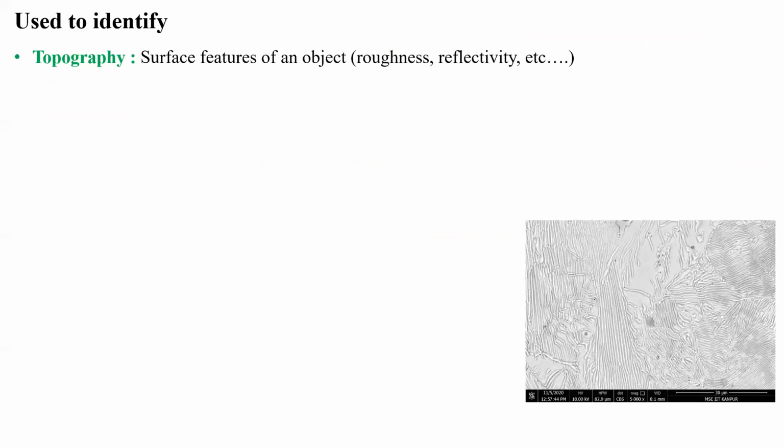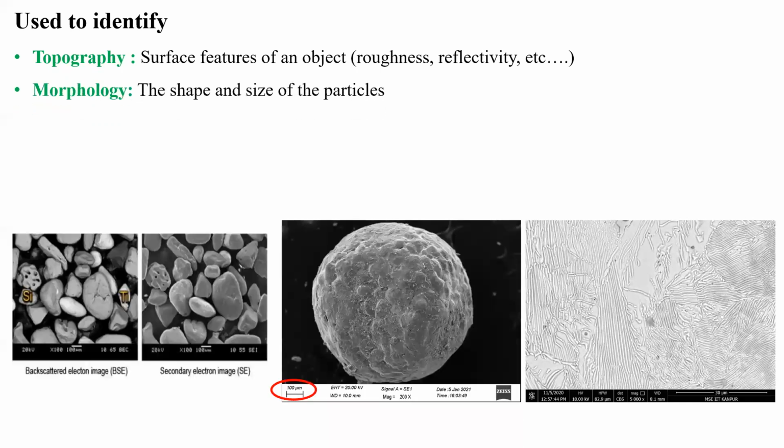If you see the uses of scanning electron microscopy, we can see topography, where we can see surface features of an object, specifically roughness and reflectivity. By seeing the structure of that specimen, one can tell the roughness of that specimen, and also reflection. If the specimen is a flat surface, it can give high reflectivity. And morphology: in morphology, we can analyze size and shape.